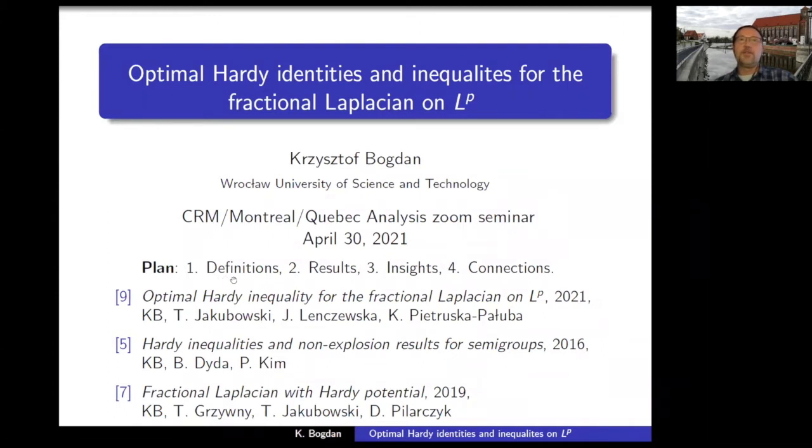So the plan for today is to give definitions, which seem to be important here, to discuss the results. There will be 4 theorems that I plan to show, and then I want to give some insights about their proofs and actually the ideas that, in a sense, shape the proofs. And then maybe I will have time for remarks.